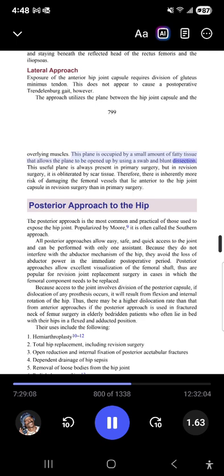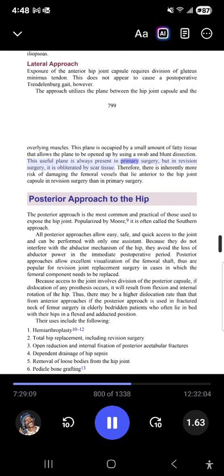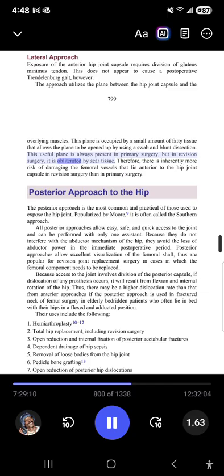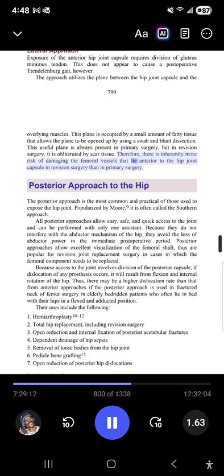This useful plane is always present in primary surgery, but in revision surgery, it is obliterated by scar tissue. Therefore, there is inherently more risk of damaging the femoral vessels that lie anterior to the hip joint capsule in revision surgery than in primary surgery.